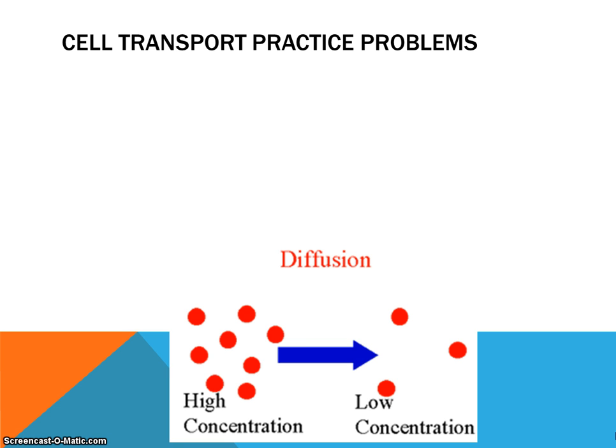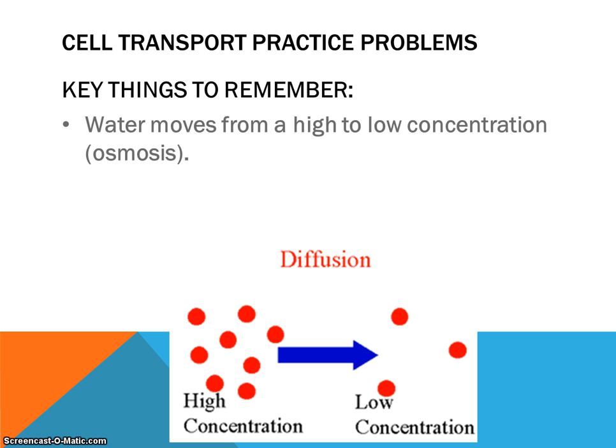So 3 things to always keep in mind about cell transport problems. Water moves from a high to a low concentration. All of these practice problems are talking about osmosis. They're talking about the movement of water. We're not focused on where the salt or the sugar or anything else is going. We're focused on where that water is going because we want to know if the cell is going to grow or shrink as a result.